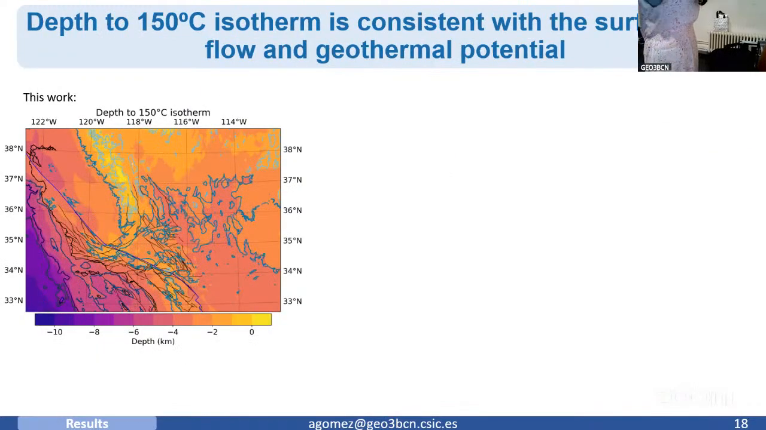So here in this map, you see the depth to the 150 degrees isotherm as computed from our model. You can already more or less see that it has a fork-like structure that goes like this, with yellow colors meaning shallower depths. And here, these blue contours correspond to topography. So light blues are highest elevations.